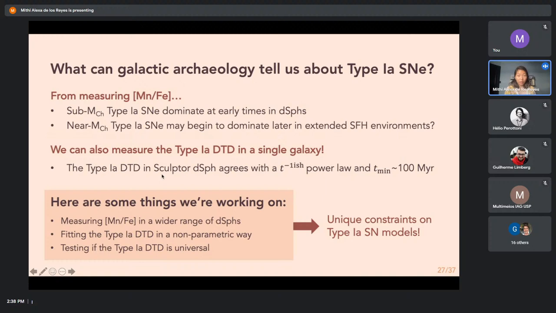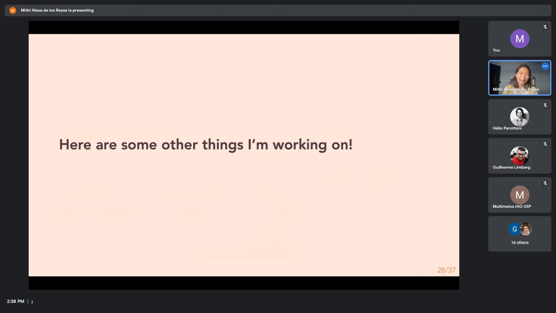And we want to see if the delay time distribution is really universal, if it's the same in all galaxies, or if there's a dependence on something else. And so ultimately, I think the useful thing to take away is that galactic archaeology can give us really unique constraints on theoretical models for type 1a supernovae. So really quickly in the remaining time, I do want to mention that I work on other things too, and I'm also happy to talk about these if anyone is interested.